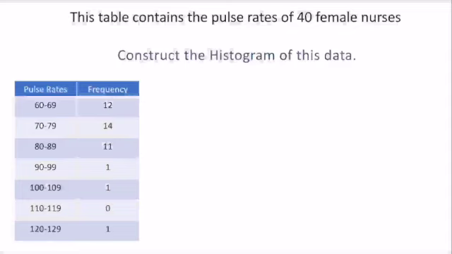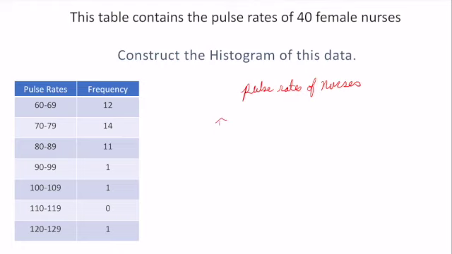So why don't we construct a histogram? This table contains the pulse rate of 40 female nurses. Let's construct a histogram of this data. So I am going to come up with a nice title. We'll just say pulse rates of nurses. My x-axis is going to be pulse rates. My y-axis is going to be frequency.